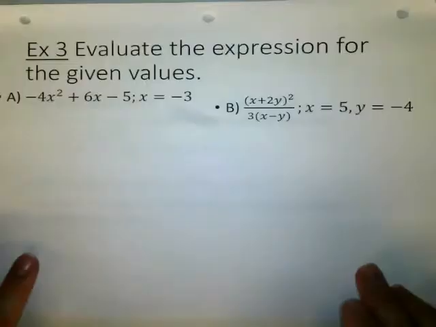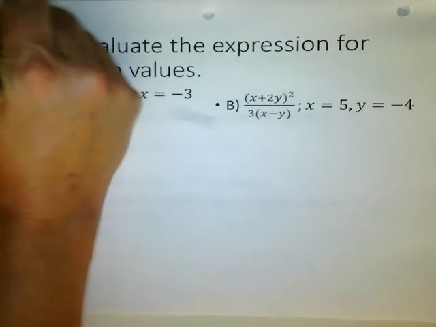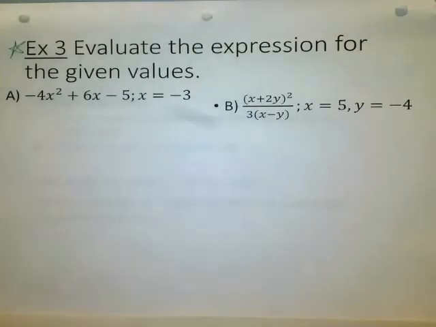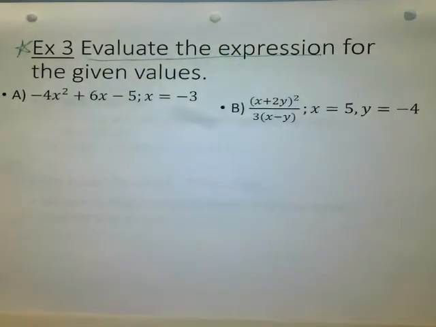All right, example 3, last ones here. Evaluate the expression for the given values. Again, you need the directions. That example 3 in the directions: evaluate the expression. If you just want to abbreviate, evaluate the expression, that's fine. You can shorten up those directions, but they should be there. Evaluate the expression for the given values.